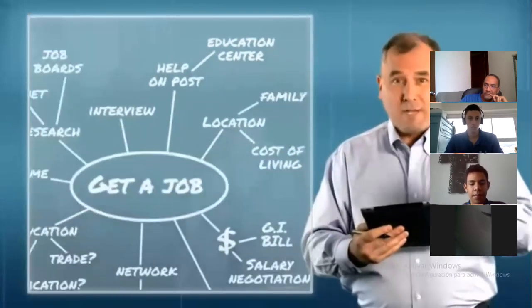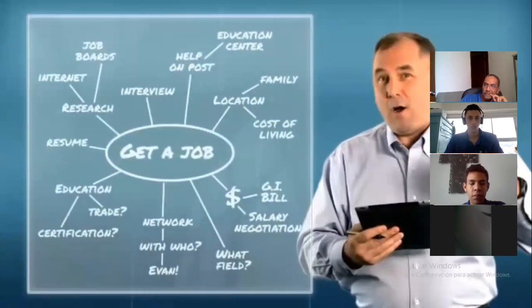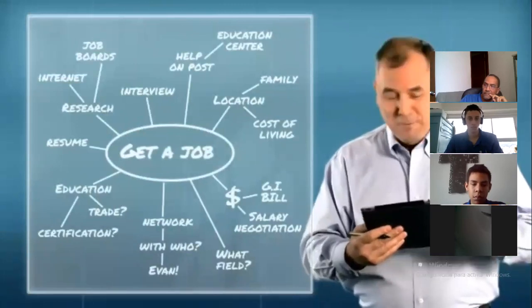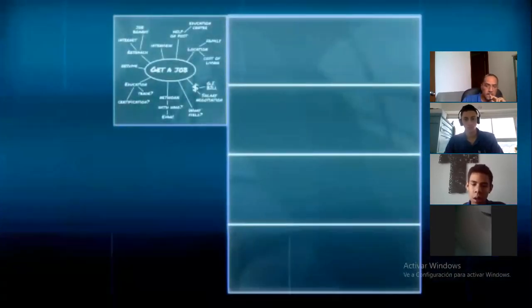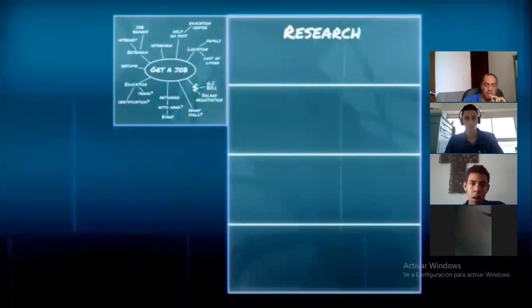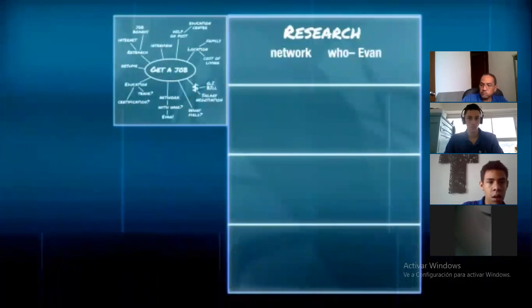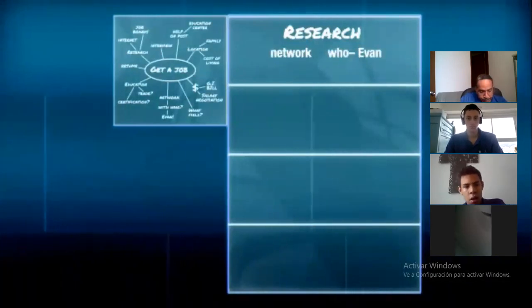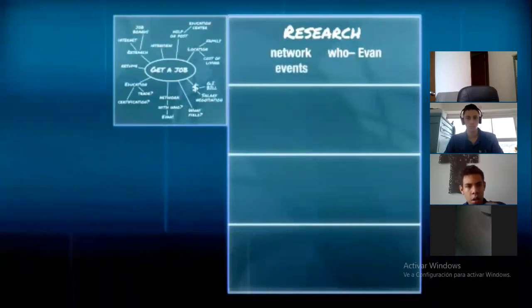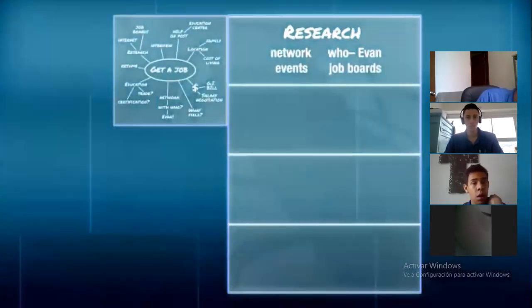But that's not where you stop. Now that you've got everything on paper, you can take these ideas and organize them. Looks like there's a lot of stuff here about looking for information. I'm going to call that research. That's my first category. I'm going to write down networking: who, Evan. I got to write Evan's name down. I didn't think of networking events, but now that I think about it, I'm going to write that down. Job boards, that's part of the research. Let me write that down.